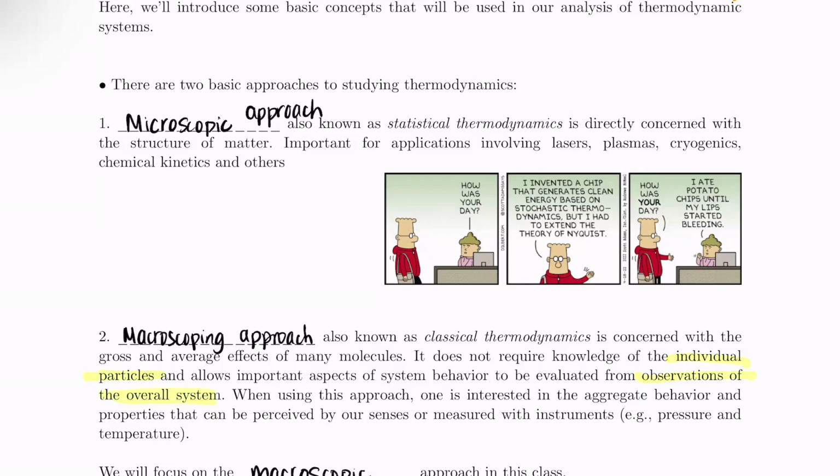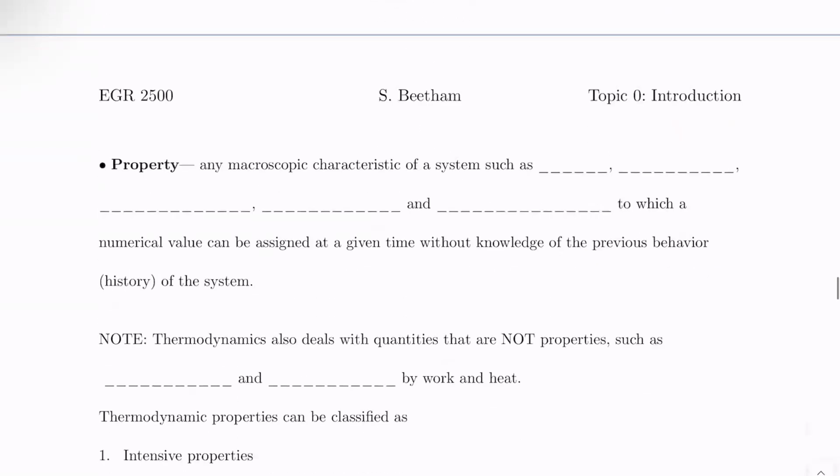Okay, so we're going to concern ourselves with aggregate behavior and properties that can be perceived by our senses or measured with instruments. All right, so things like pressure and temperature. Okay. Our next definition is property. So this is a macroscopic characteristic of a system and includes things like mass, volume, energy, pressure, and temperature.